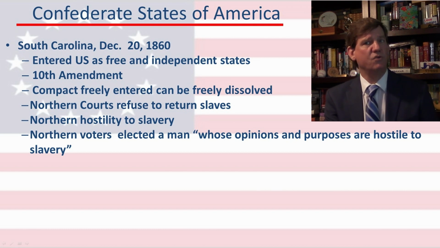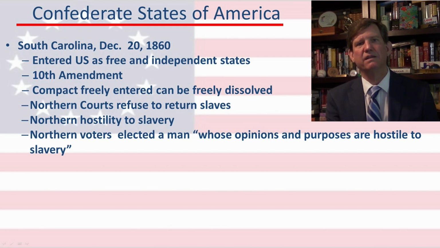And so Northern voters, according to South Carolina, elected a man whose opinions and purposes are hostile to slavery. Who was that? Abraham Lincoln. Notice the date here of this declaration. It's December 20th, 1860. The election was only 2 months earlier. Abraham Lincoln had not even entered office.